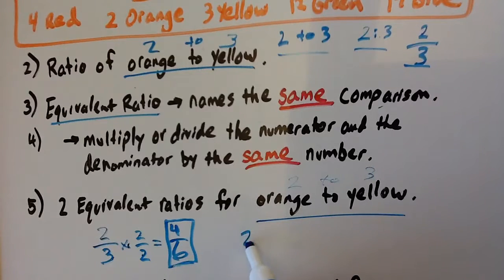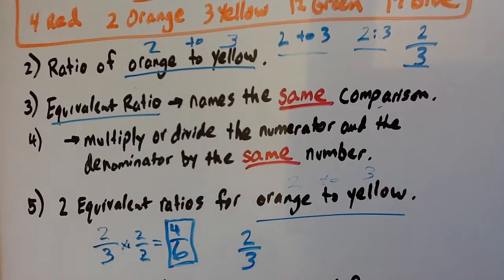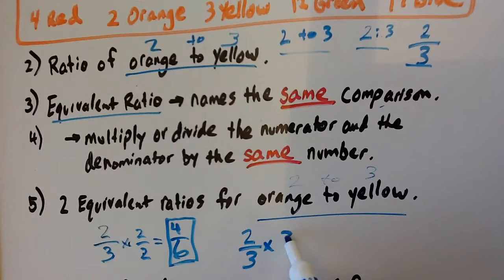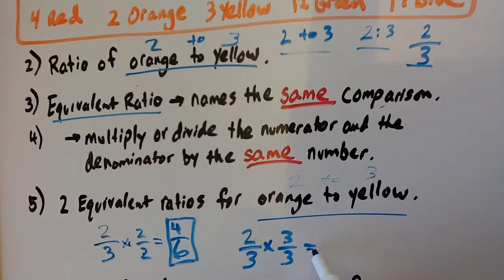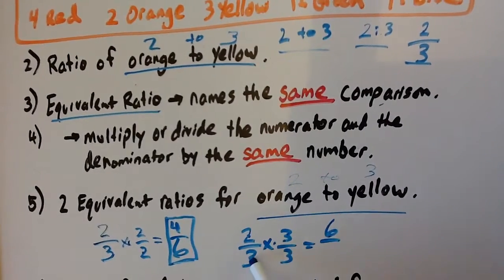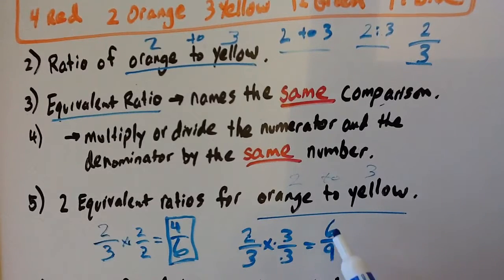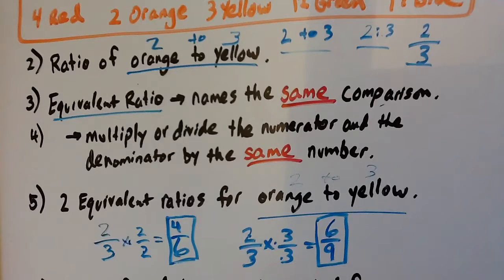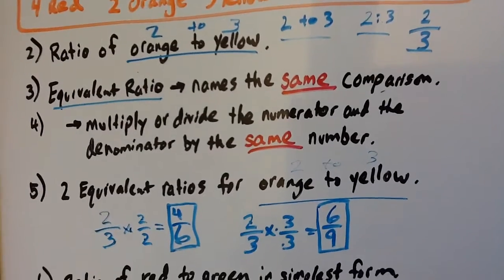We need one more, so let's start with the ratio 2 to 3. And instead of multiplying by 2 over 2, let's now multiply by 3 over 3. So on the top I would have 2 times 3, which is 6, and on the bottom 3 times 3, which is 9. So the ratio 6 to 9 is also an equivalent ratio for the ratio 2 to 3.